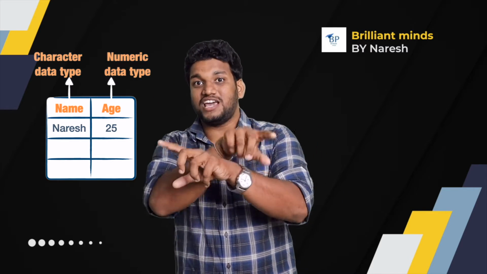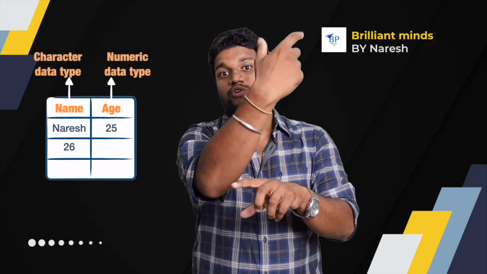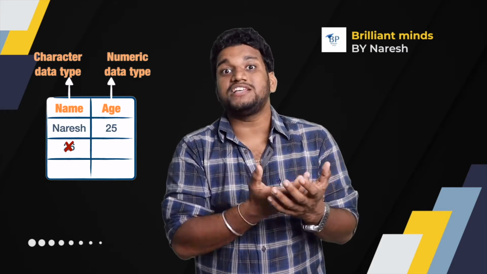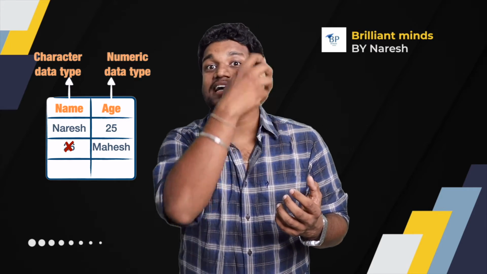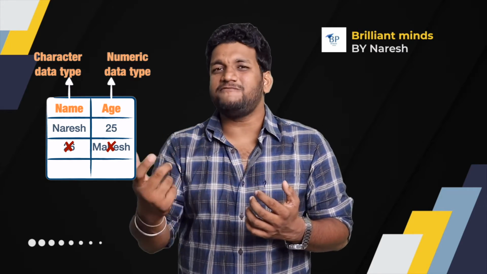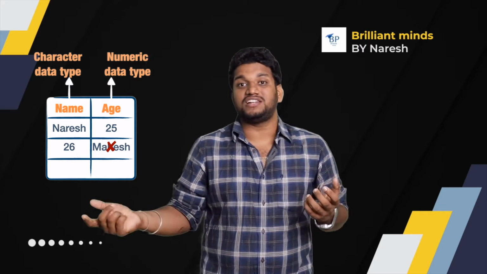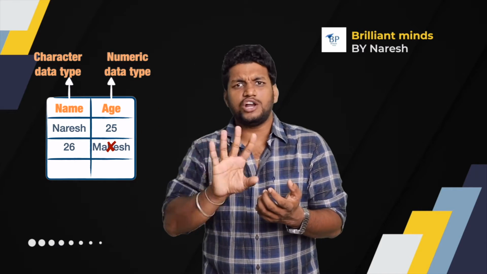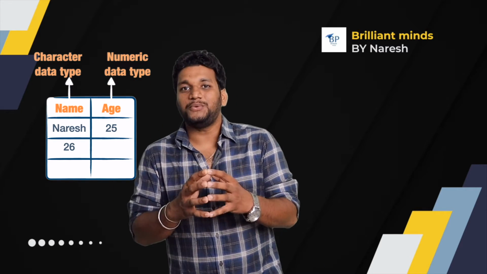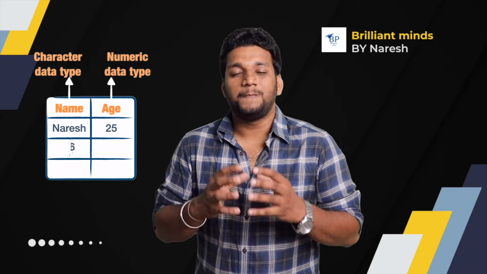If I change it and give a number like 26 for name, it will not allow it, because for name I have given character data type. In the same way, for age, if I give a string like Rajesh or Mahesh, it will not allow it, because for age I have given numeric data type. Only numbers it will take. Now let us start constructing a proper table, and learn which data type we can allocate to which column.